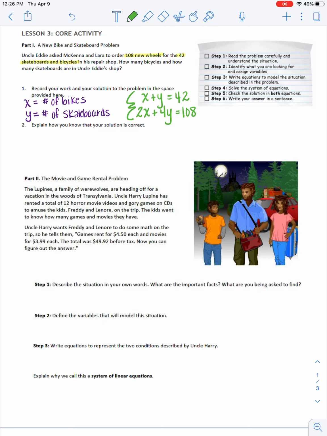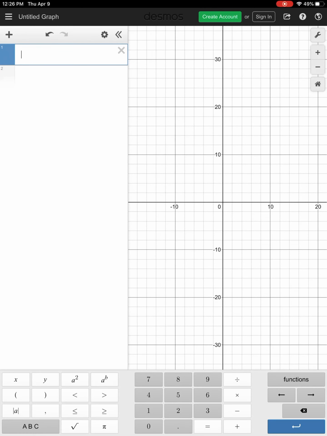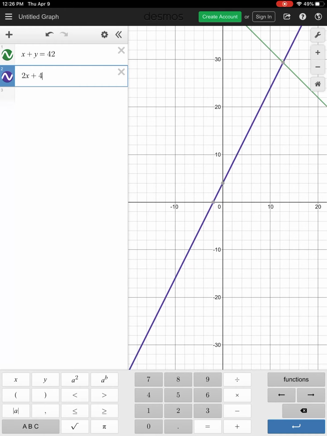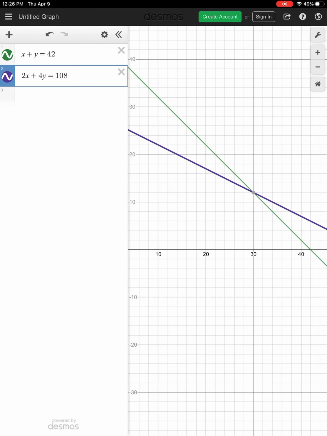Okay, so we're also being asked to solve the equation, and we are going to solve it, but I'm going to let you use Desmos for this, so we're going to use a graph. So I'm going to pull Desmos up here. I'm going to type in my first equation, X plus Y equals 42, and my second equation, 2x plus 4y equals 108. Okay, so if I go over here and I find my intersection, it is 30, 12.